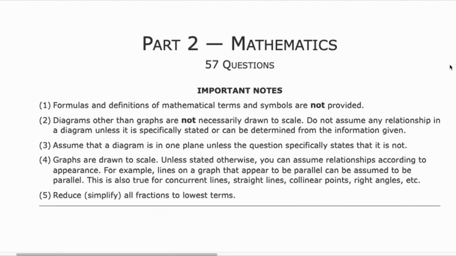Hey everyone, so today we're going to be covering the SHSAT Mathematics Practice section of the official 2021 practice exam. So let's get started.